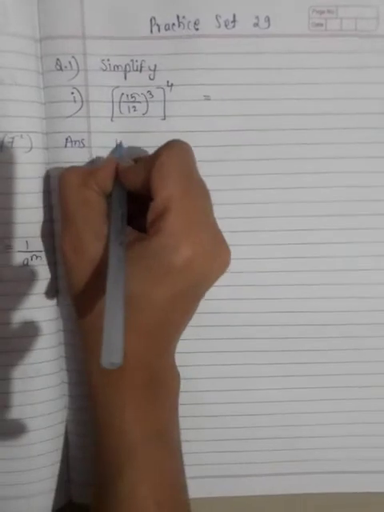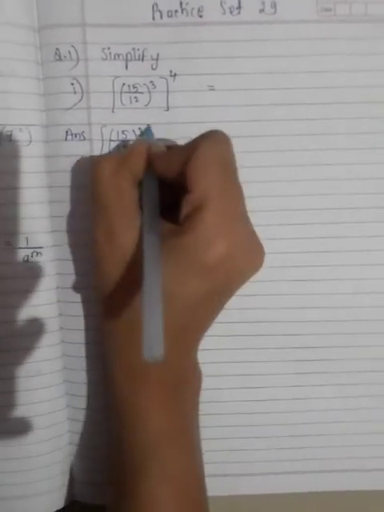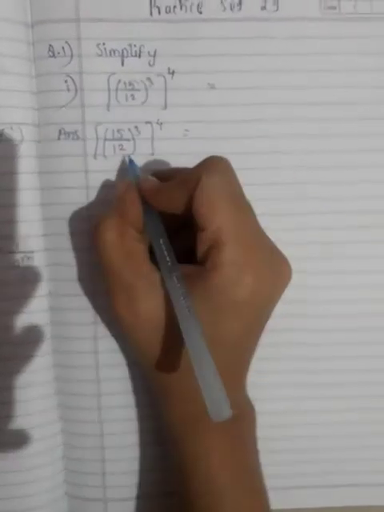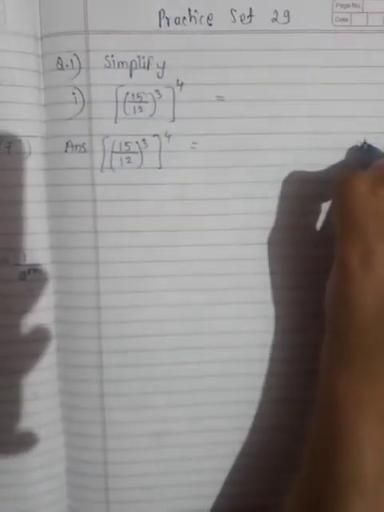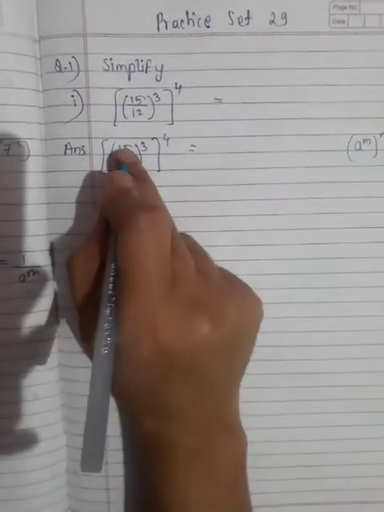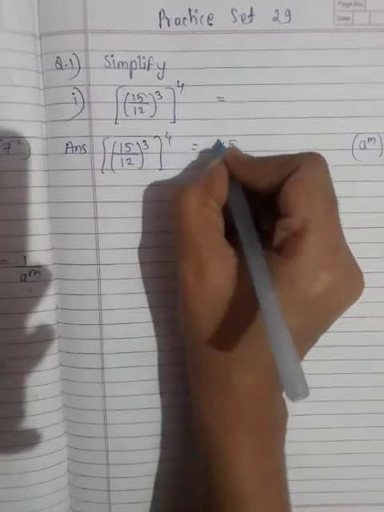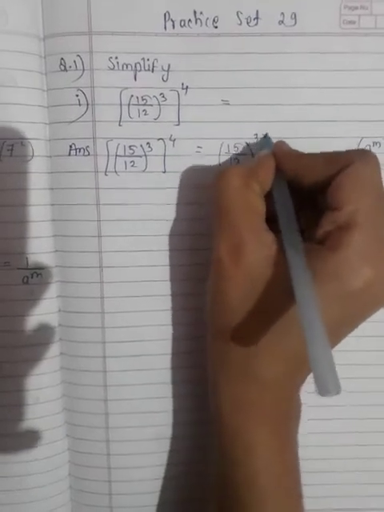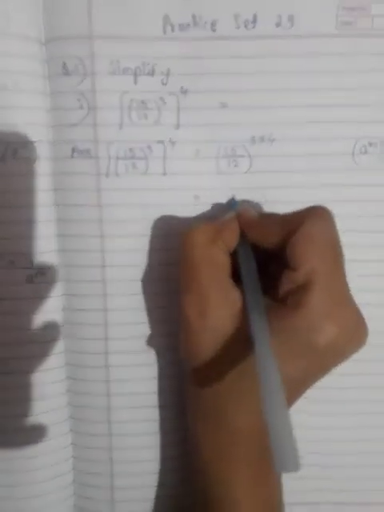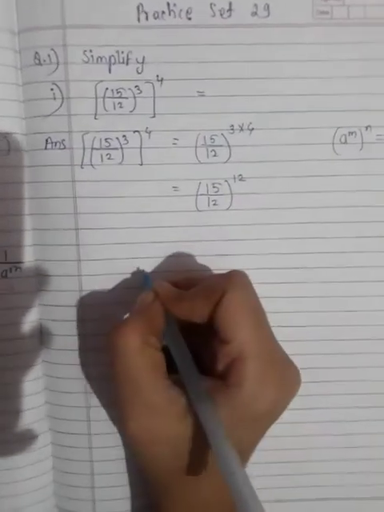First of all, write the given: (15/12)^3 raised to 4. Which property will be useful here? (a^m)^n is a^(mn). So here we write (15/12)^(3×4). So what we will get is (15/12)^12.